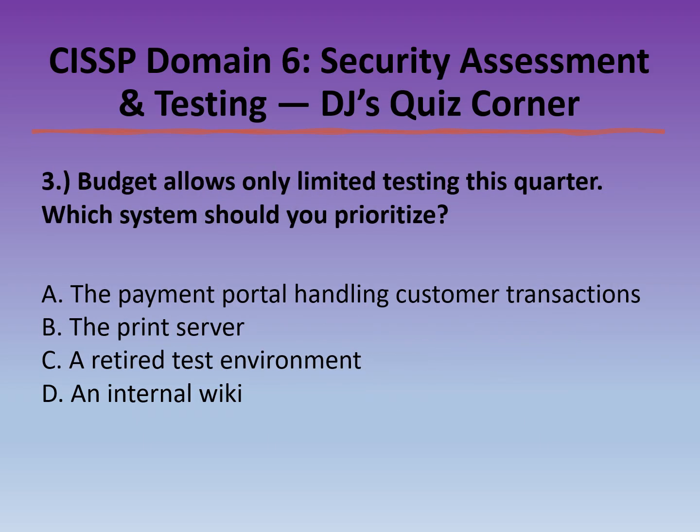Question 3. Budget allows only limited testing this quarter. Which system should you prioritize? A. The payment portal handling customer transactions. B. The print server. C. A retired test environment. D. An internal wiki.